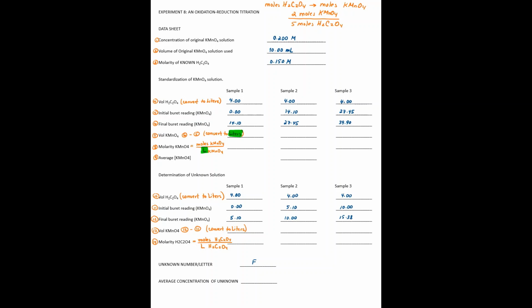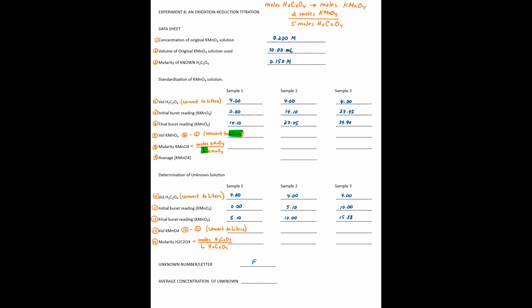If you have concentration and volume, you can find moles. Moles is equal to molar concentration times volume in liters. You have molarity for your oxalic acid and you have volume for oxalic acid, what you have in number 3 and number 4. Molarity for oxalic acid is 0.150. Volume for oxalic acid is 4 milliliters. You can convert 4 milliliters to liters by dividing 4 by 1,000, which is going to give you 0.004 liters.